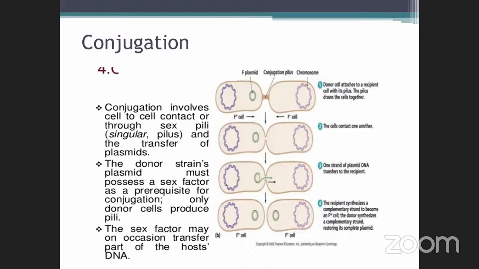Conjugation involves pili. An F plus cell, the male cell, produces pili and transfers the plasmid to the F minus cell, and the F minus cell becomes an F plus cell. If you have a certain gene on the plasmid and that plasmid is transferred to the F minus cell, then the F minus cell becomes positive in terms of your plasmid-containing genes. However, it is not that useful. Transduction and conjugation are not that particularly useful.